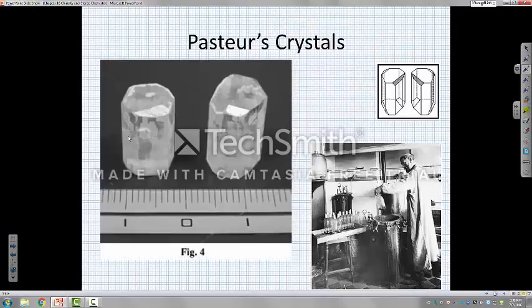I'm going to take a little break here and show you another video that shows these molecules in a little bit closer, better detail, and how one is a mirror image of the other. And then we'll start talking about Louis Pasteur.